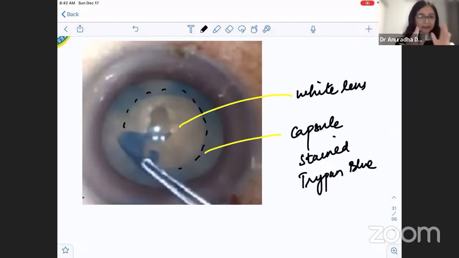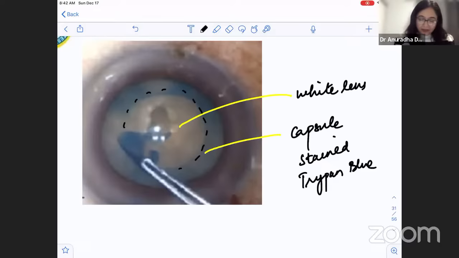Then you will break the nucleus into smaller pieces and take it out. And then once the cataract is removed, you will implant the lens. Okay? So sometimes the examiner can put cataract surgery step-based questions, so you should know them; such questions can come.